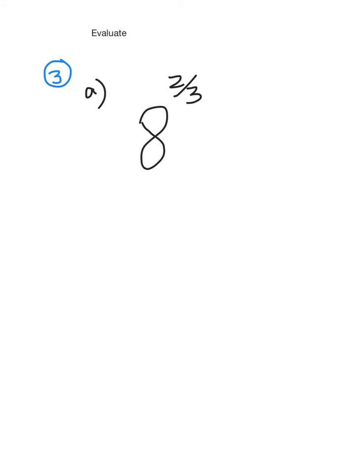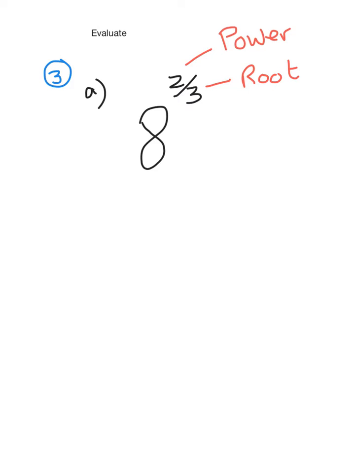Okay, question 3a, and I've done it big just to sort of highlight what's going on here. It says evaluate, and we've got 8 to the 2/3. Now, generally, the 2 and the 3 have different meanings. So the 2 is the power. So the top number of the fraction is the power, and the bottom number is the root.